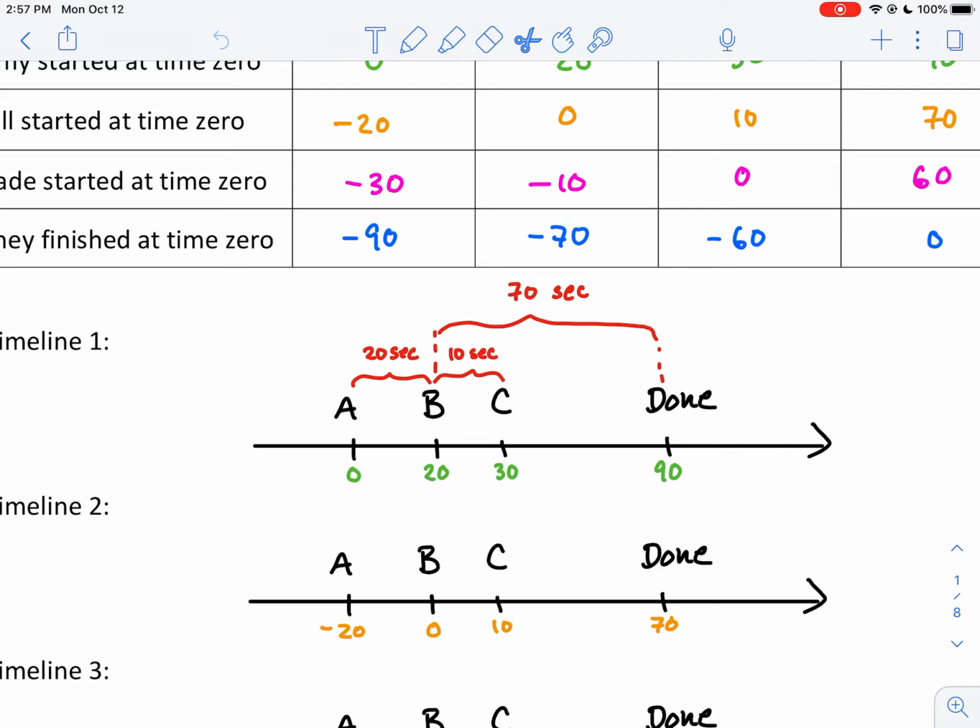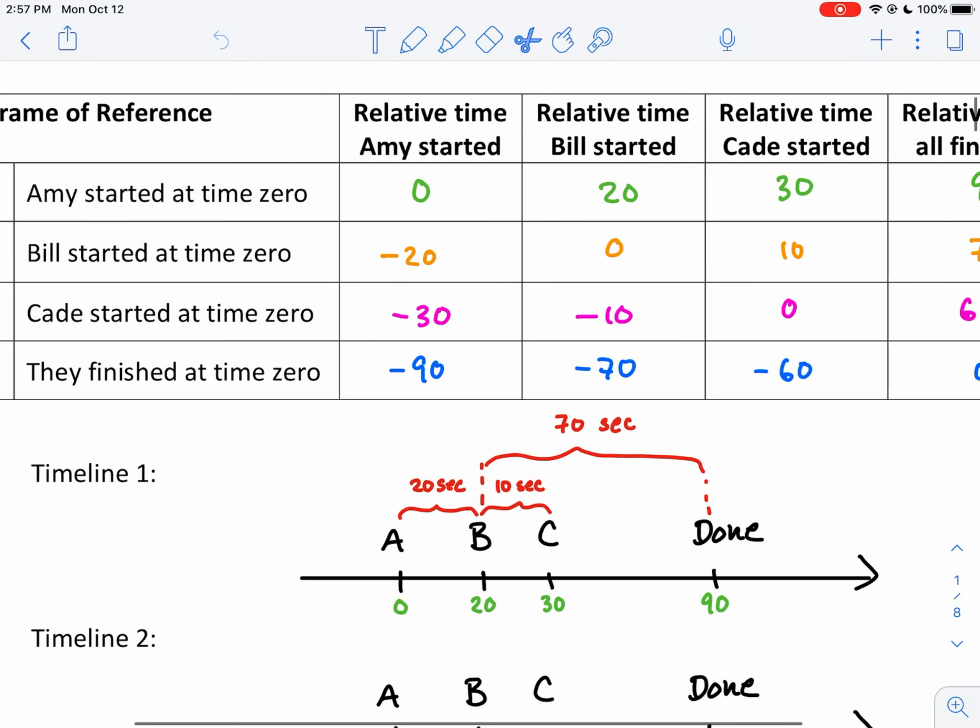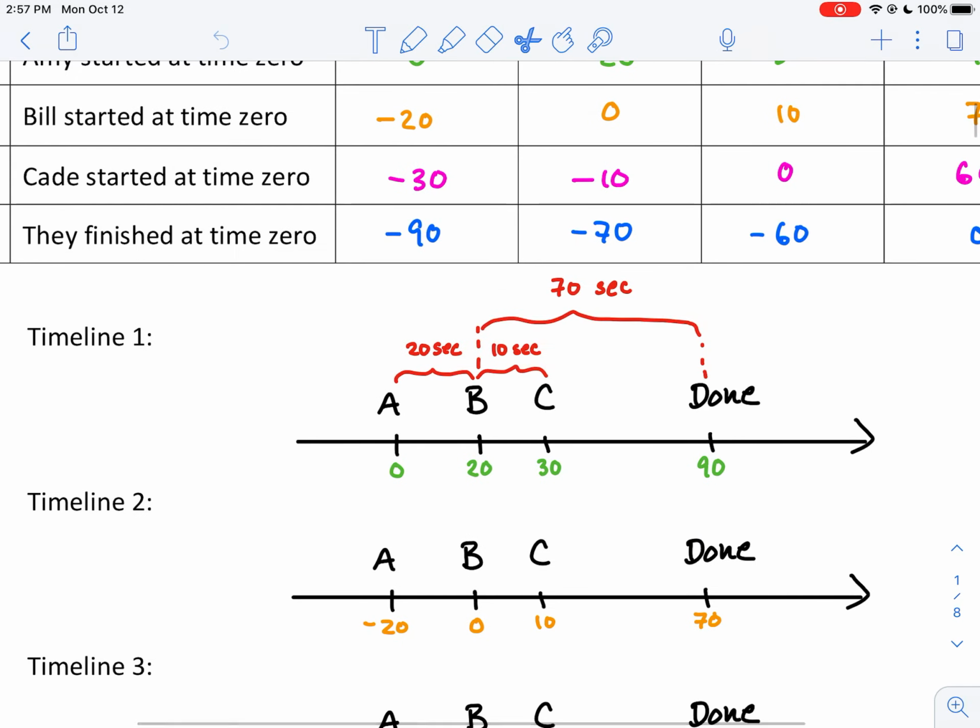So this tells me that if I use the frame of reference 1, where Amy left at what we're calling time 0, then Bill left at time 20 seconds. Cade left at time 30, and they all finished 70 seconds after Bill left. So we'd have to go from 20 and add 70 to get 90.